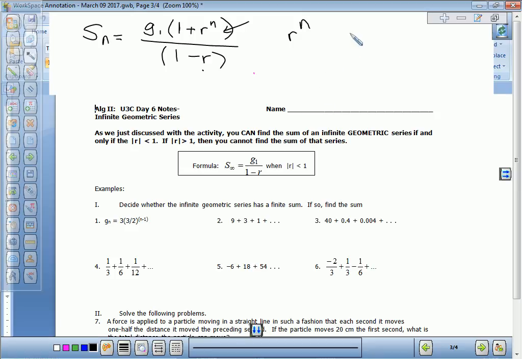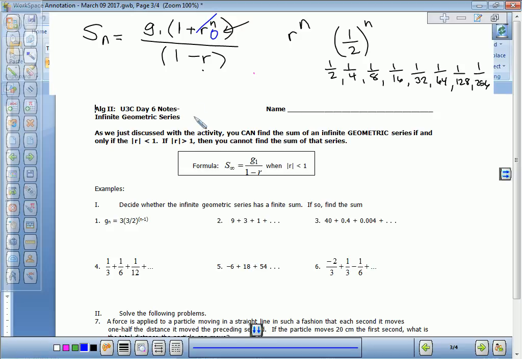If this rate is a fraction, let's say 1/2, as this exponent gets larger, this fraction gets smaller, doesn't it? And it gets smaller, and it gets smaller. It's approaching 0. So eventually, this would basically have a value of 0. Would it ever actually be 0? No, but theoretically, it would approach 0.